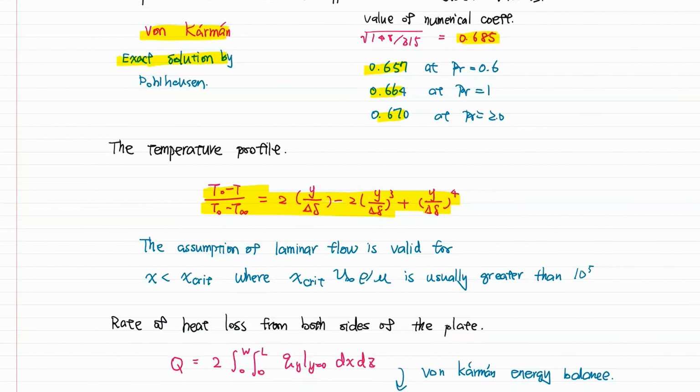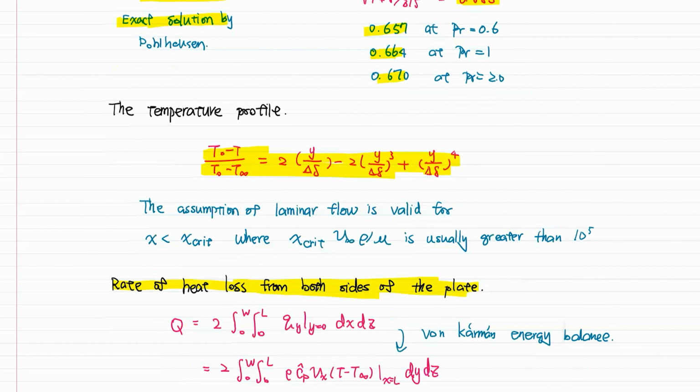Okay? And having the temperature profile figured out, we can now try to determine the rate of heat loss from the plate to the fluid, which only happens in the boundary layer, because outside the boundary layer, there are no more temperature distributions.